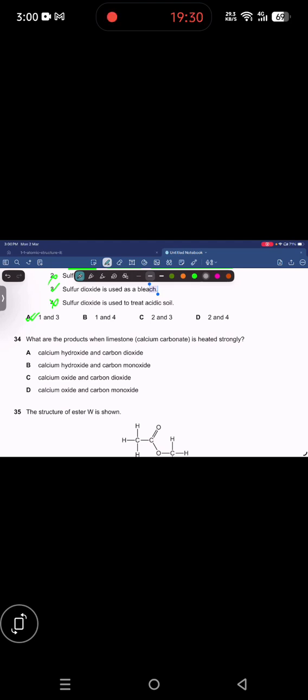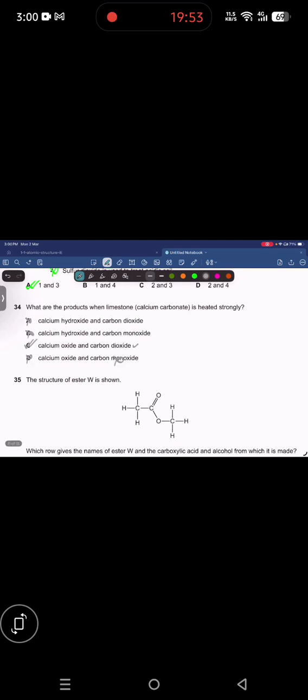What are the products when limestone, calcium carbonate, is heated strongly? Calcium hydroxide is not formed here. A and B are not our choice. Carbon dioxide gas is formed. This one is the correct one here. And carbon monoxide is not formed here. So C is the correct answer here.